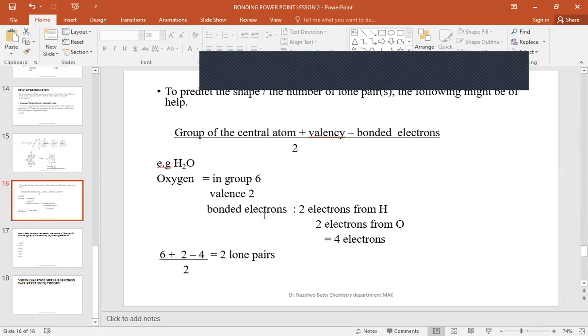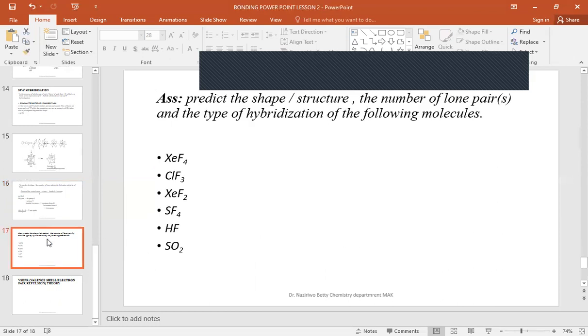Bonded electrons: there are 2 electrons from hydrogen and 2 electrons from oxygen, so the total number of bonded electrons is 4. If we add the group, which is 6, plus the valence, the total is 8. Then subtract 4, and we get 4. Divide by 2, and we get 2. This means that oxygen has 2 lone pairs. So with that assistance, you will be able to answer the assignment given to you: to predict the shape, the number of lone pairs, and the type of hybridization.